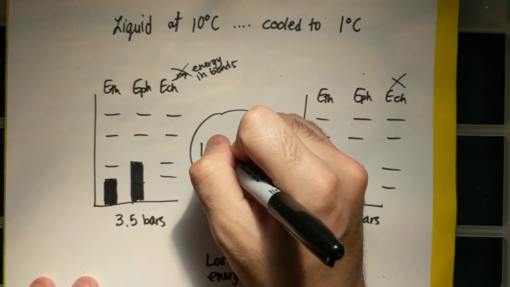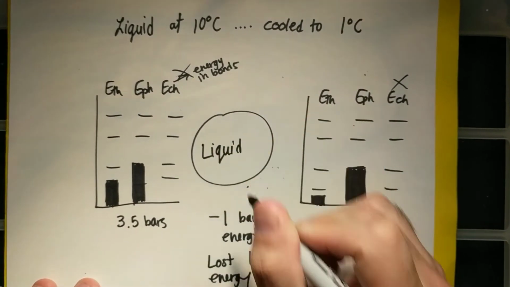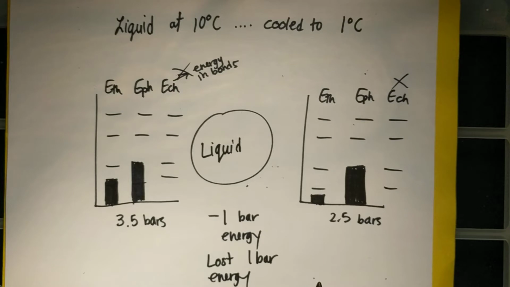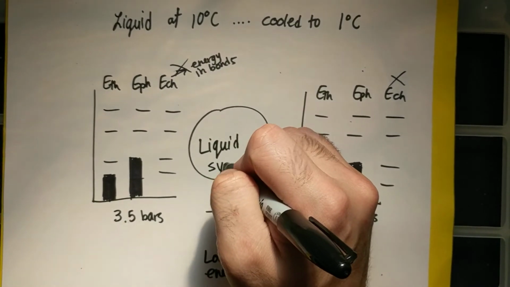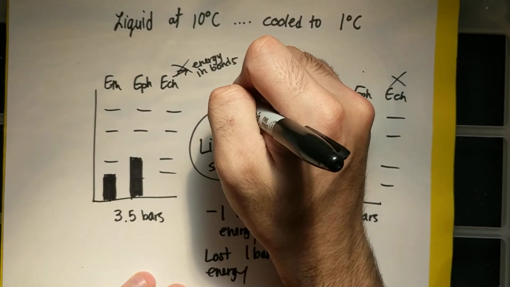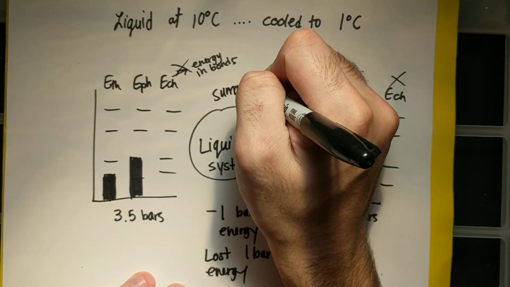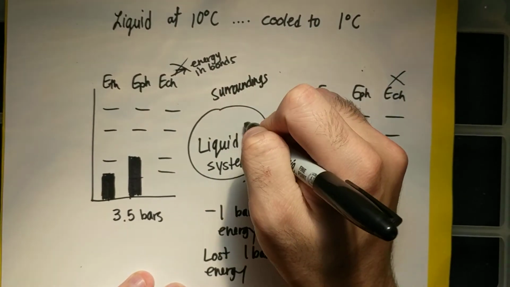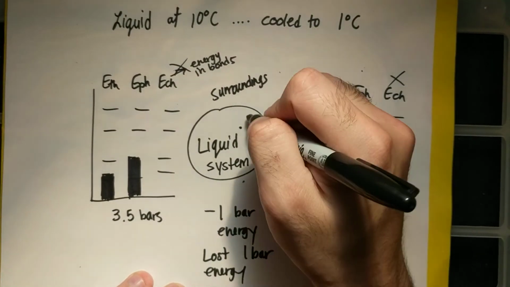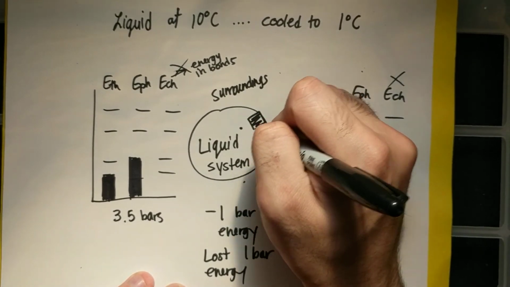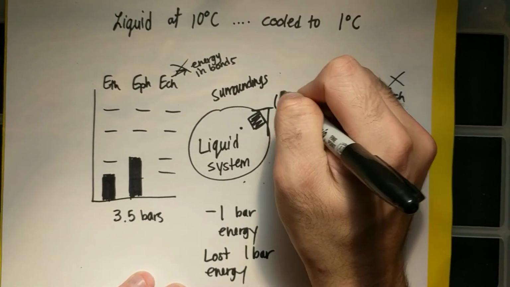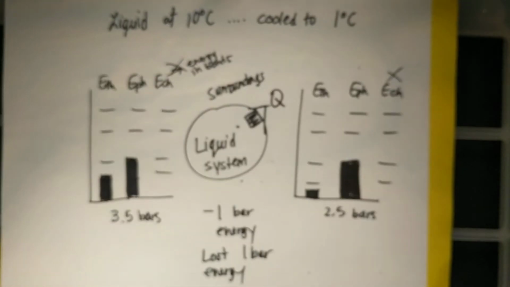So if this is my liquid, if I lose energy, it's going from the system to what we call the surroundings. So I'm going to have 1 bar or 1 box of Q leaving the system. Okay? Alright, so I'm hoping that video was helpful.